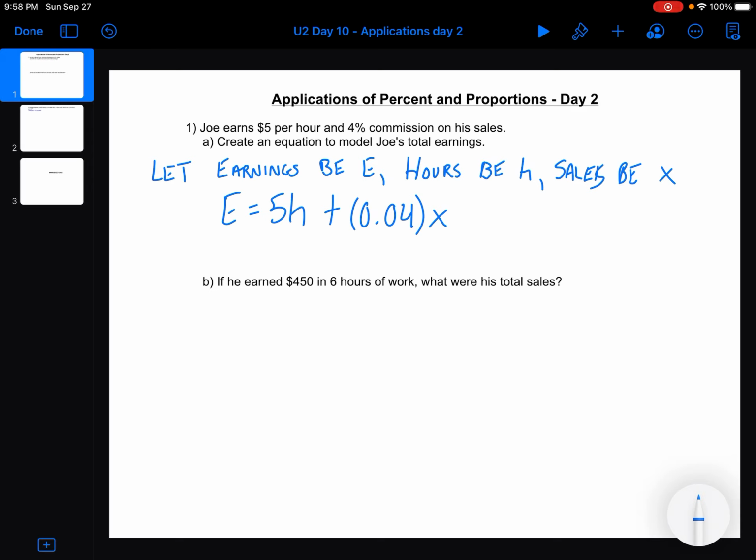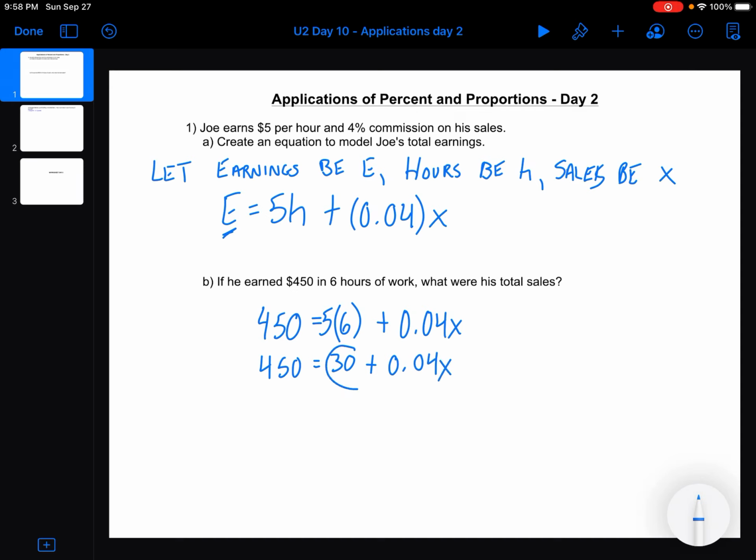If he earned $450, so now I'm just subbing straight in. He earned $450, that's my E. I haven't even read the rest of the question, I know that that's my E. In 6 hours work, so he's got 5 times 6. What were his total sales? Plus 0.04x. Now I'm going to do 5 times 6 and get 30. So I've got 450 equals 30 plus 0.04x.